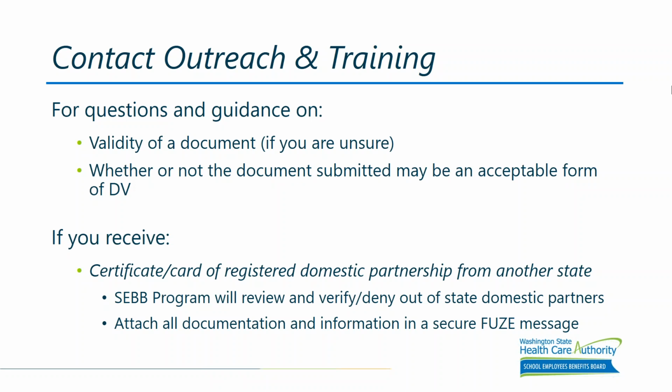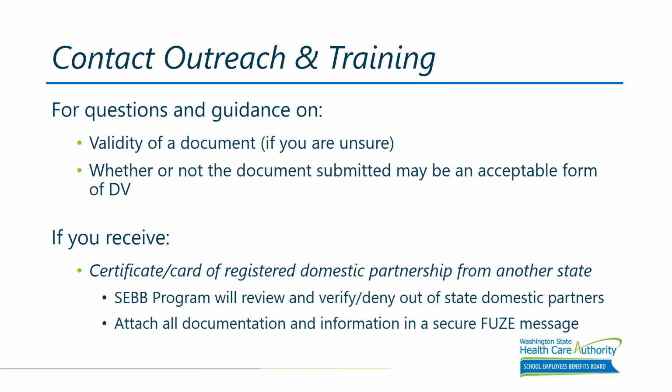Also, if you were to receive something like a certificate or a card of registered domestic partnerships from another state, any state other than Washington, you will want to send that to the Outreach and Training unit via the Fuse system. So upload that, attach it as a document on there with a detailed message so that we can get that over to our legal team to determine whether or not it's substantially equivalent.